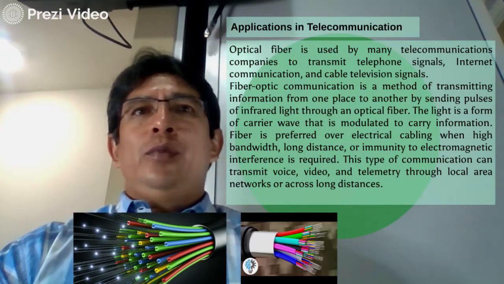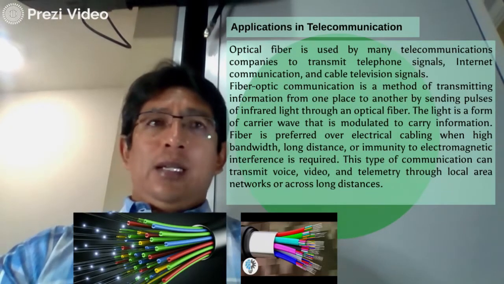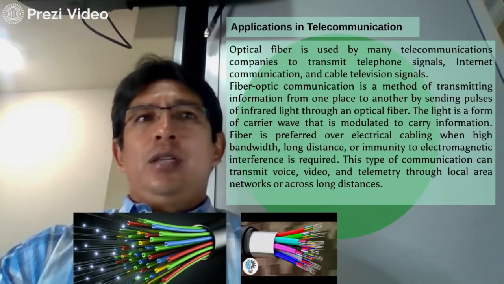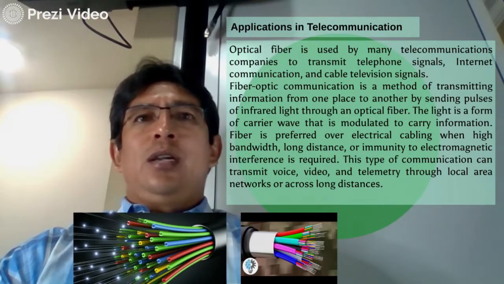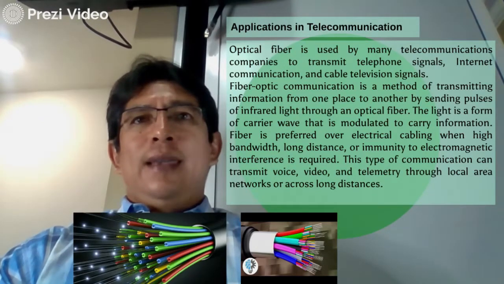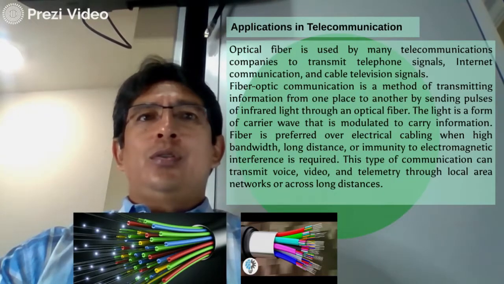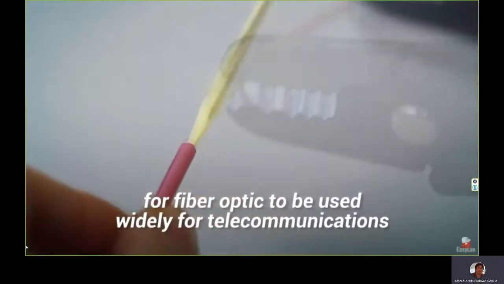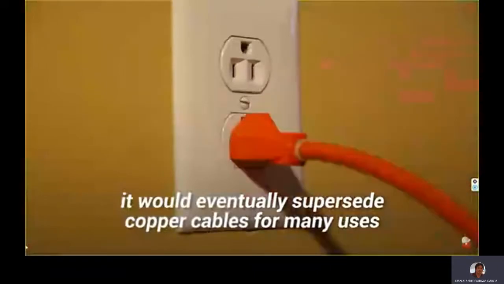Fiber is preferred over electrical cabling when high voltage, long distance, or immunity to electromagnetic interference is required. This type of communication can transmit voice, video, and telemetry through local area networks, or across long distances. Fiber optic is used widely for telecommunications. It would eventually supersede copper cables for many uses.